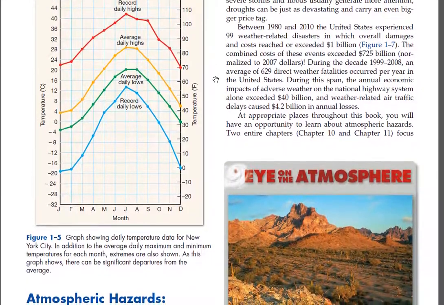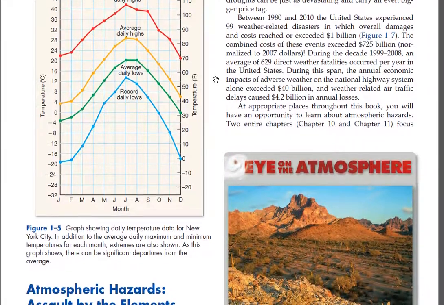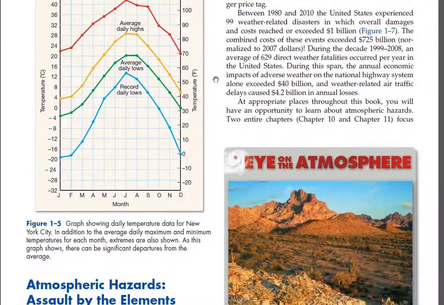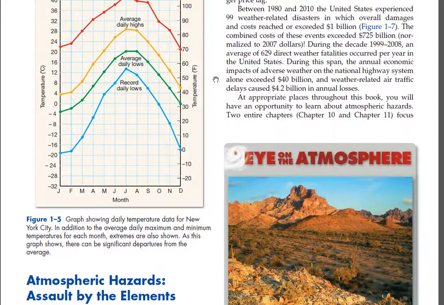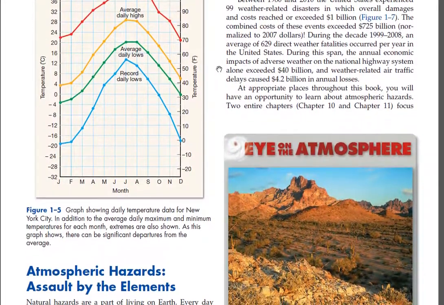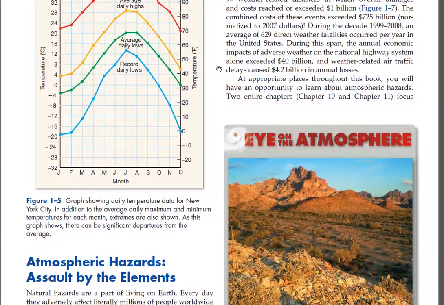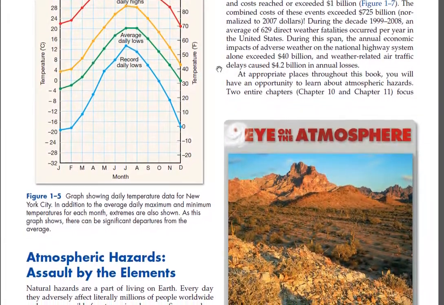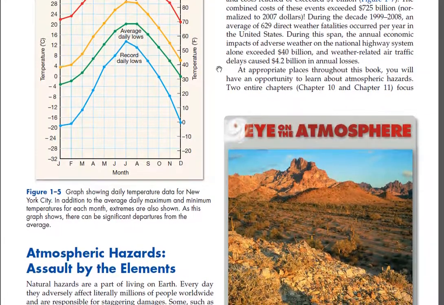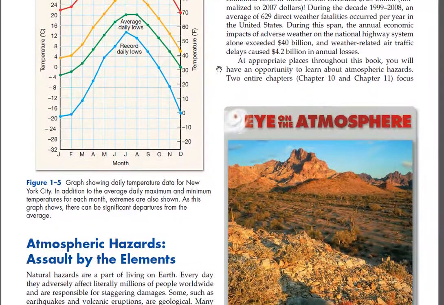During the decade 1999-2008, an average of 629 direct weather fatalities occurred per year in the United States. During this span, the annual economic impacts of adverse weather on the national highway system alone exceeded $40 billion, and weather-related air traffic delays caused $4.2 billion in annual losses.